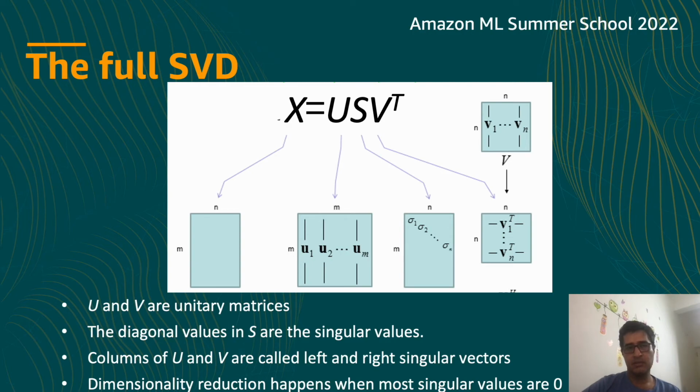Now, the dimensionality reduction actually takes place only when you find that a lot of these members of S, or the diagonal values, are actually zero. Okay. Once you find that many of these are zero, essentially what you would find is that you are able to represent the matrix X in a much smaller dimensional space.